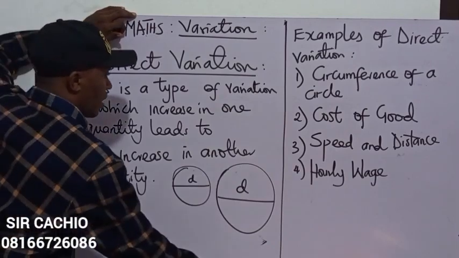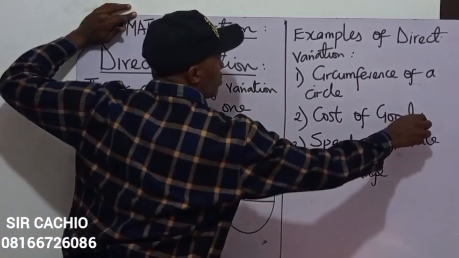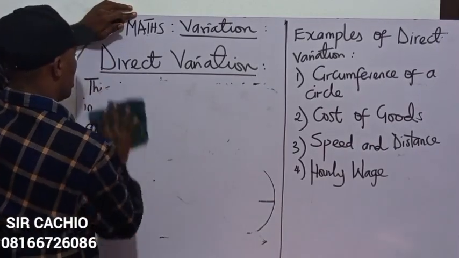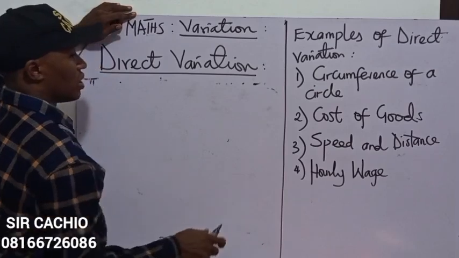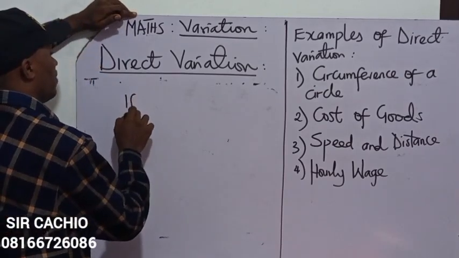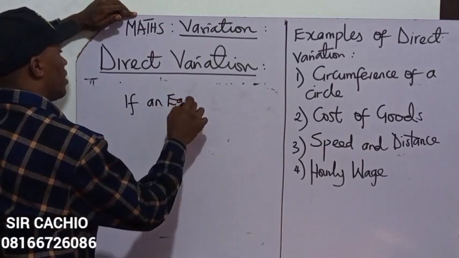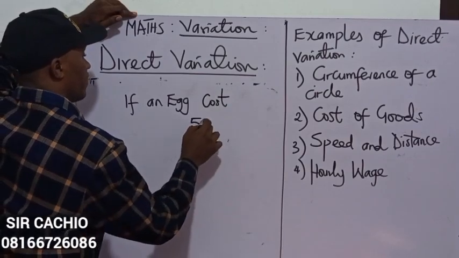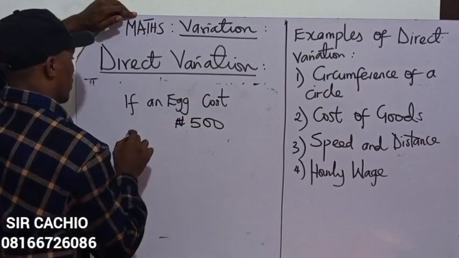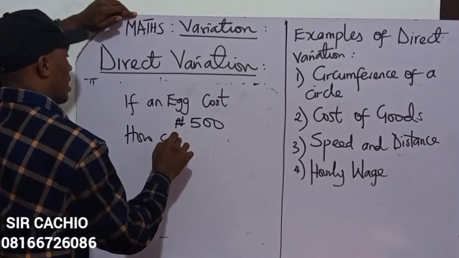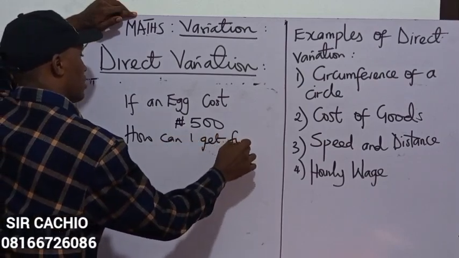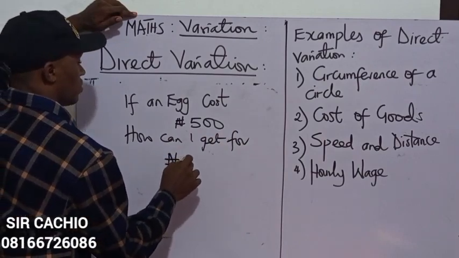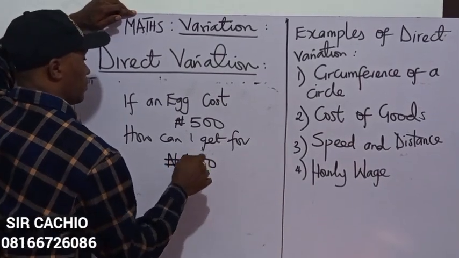Okay, we'll go to the next one: cost of goods. Check it out. If an egg costs 500 naira, how many can I get for 1,500 naira? It's common sense.